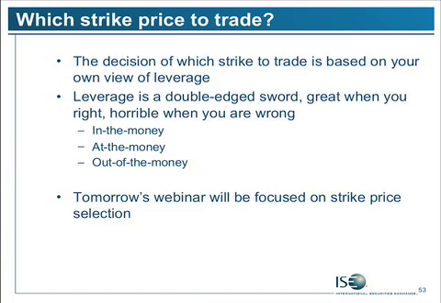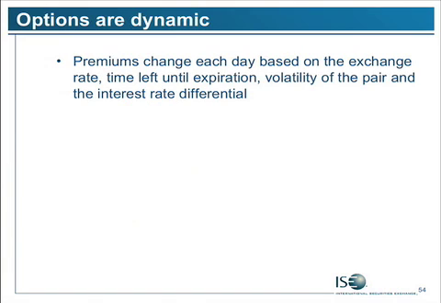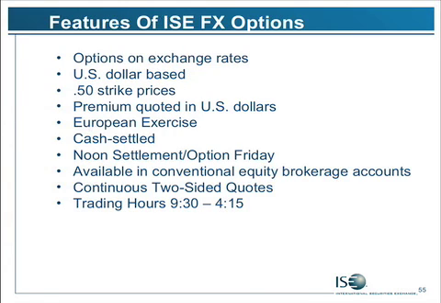Options are dynamic. So the premiums are going to change each day based on the exchange rate, time left, volatility of the pair, and the interest rate differential. So let me go through the features of these options. Number one, they're options on the exchange rate. They're U.S. dollar based. We have 50-cent strike prices. Premiums quoted in U.S. dollars. European exercise. All that means is that you can't exercise these early, but you could always close these out anytime that the ISE is open. They're cash settled, noon settlement on the expiration Friday.